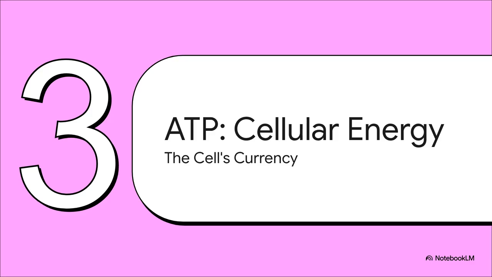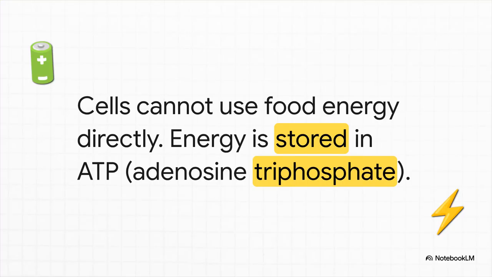All right, let's shift gears and zoom in on the cellular level. Section 3, ATP, our cellular energy currency. Here's a really fascinating fact. Cells cannot use the energy in food directly. When you eat, your cells can't just instantly use that food as is. Instead, that energy has to be stored in a very specific molecule called ATP, which stands for adenosine triphosphate. You can think of ATP as the cell's energy currency. It provides the energy for nearly all cellular activities, like active transport and muscle contraction.